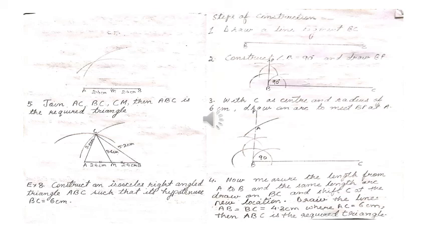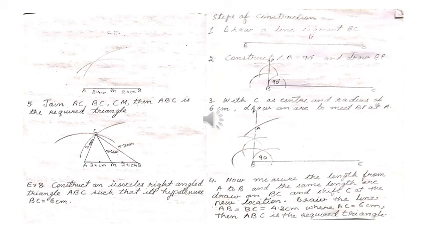Now example 8. Construct an isosceles right angle triangle ABC such that its hypotenuse BC is 6 centimeter. For that, draw a line segment BC. No length is given. Now construct angle B of 90 degrees. From point B, construct 90 degrees and draw BP, extend that line, and that will be BP.